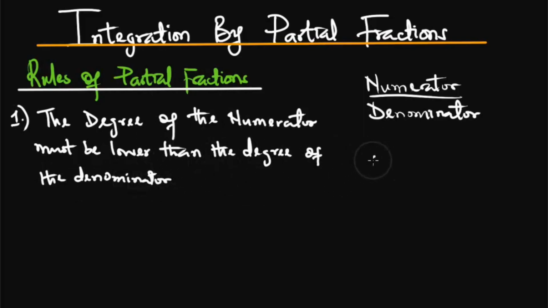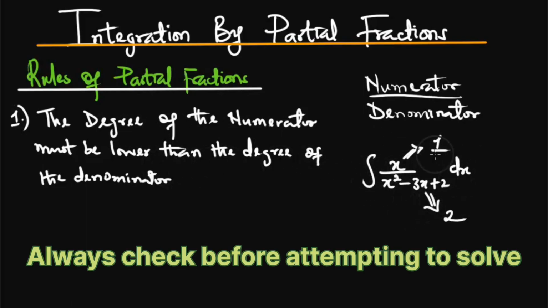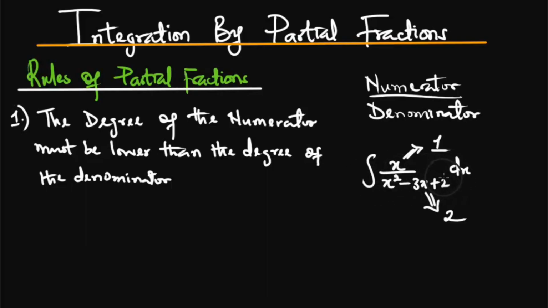If we have an integral, say x over x squared minus 3x plus 2 dx, the highest power here is 1, right? So the degree of the numerator is 1. The highest power here is 2, so the degree of the denominator is 2. So we can say from here that the degree of the numerator is lower than that of the denominator. And so we can use partial fractions to solve this problem, right?